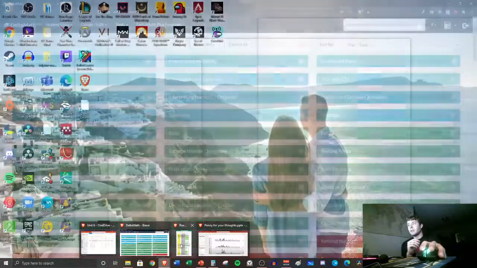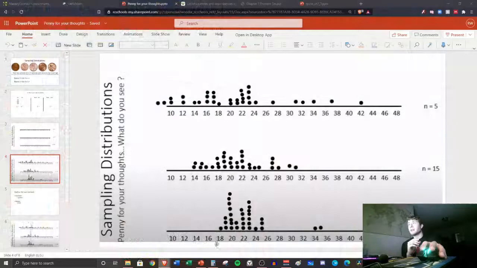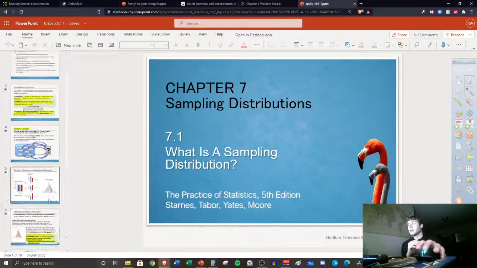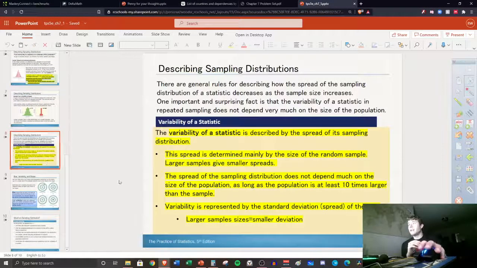Next, we are going to talk about, let me go back here. Let's talk about the variability of a statistic, okay? This is the spread of the data, right? This is how spread out the data is. Okay, the spread is determined mainly by the size of the random sample. So larger samples give smaller spreads. Then we have the spread of the sampling distribution does not depend much on the size of the population as long as the population is at least 10 times larger than the sample.